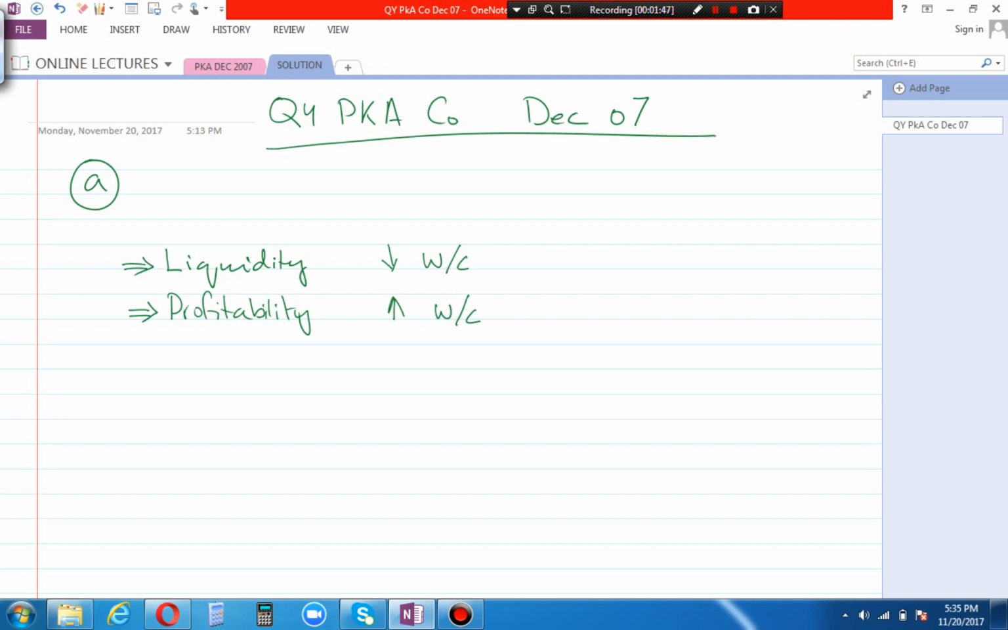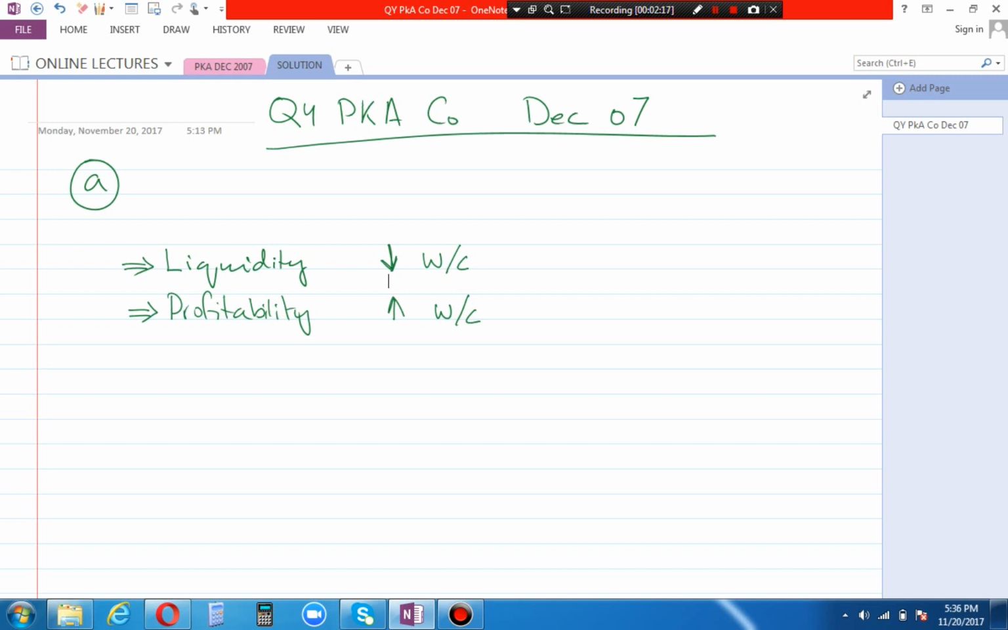If you keep low level of working capital, you will improve your liquidity, right? I'll give you an example. For example, if we keep low level of stock, we'll tie up less money in the stock and then we'll have more money in our pockets, right? Similarly, profitability. If you increase the level of working capital, though liquidity will not be desirable, but your profitability will increase.